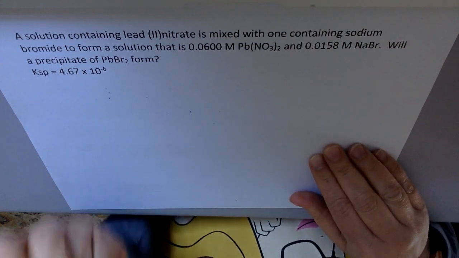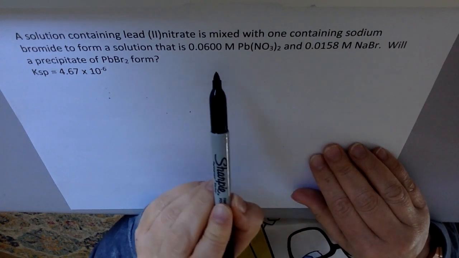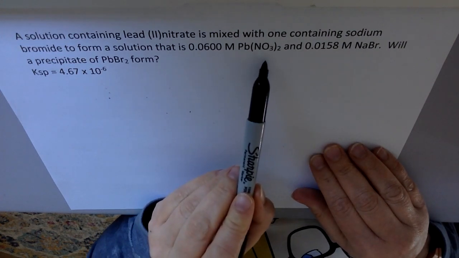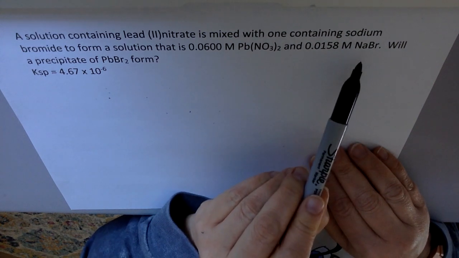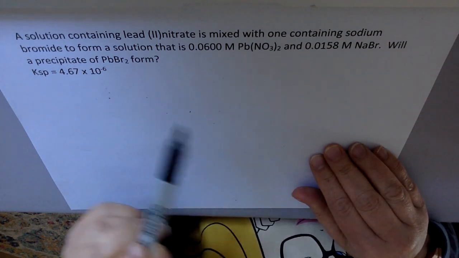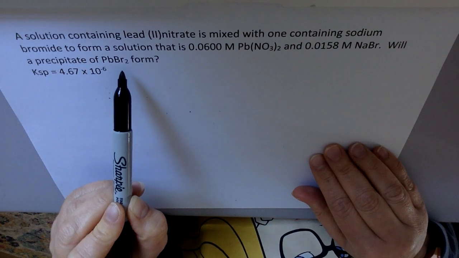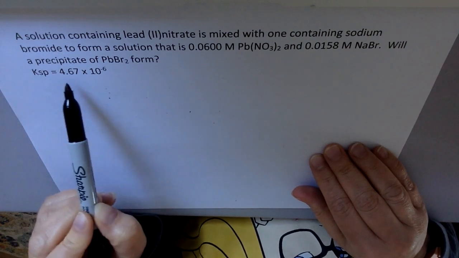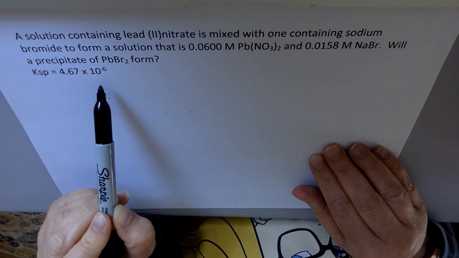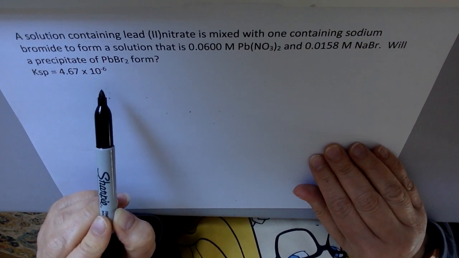Okay, so just to go back and review a couple of things. We know these two ionic compounds are soluble because this one, according to solubility rules, is nitrate, and those are always soluble. And this one has sodium and a halogen, and those are also always soluble. The precipitate, lead bromide, has a Ksp of 4.67 times 10 to the negative 6, which means it's not very soluble and could form a precipitate under the right conditions.